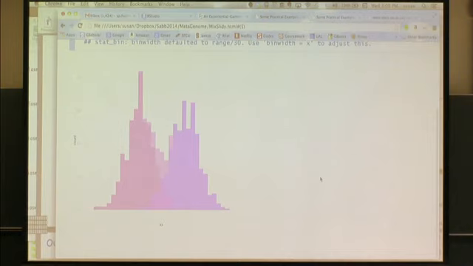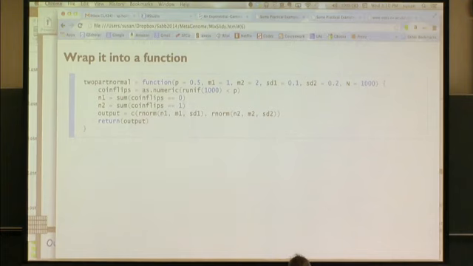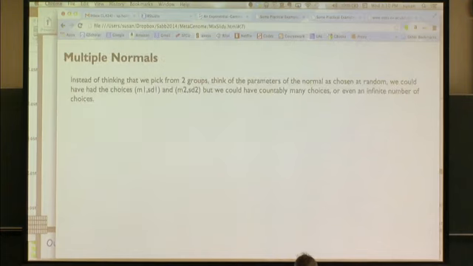When you look at histograms in general, you don't have a good idea about the components. So that's what a simple mixture of two components is. Let's do something where you could wrap it into a function. That's what it would look like. You could have more than two groups.